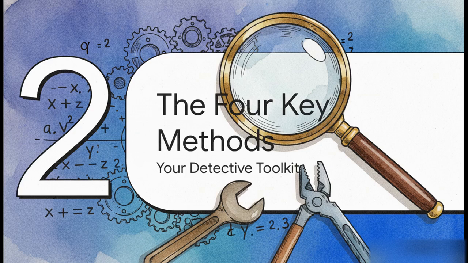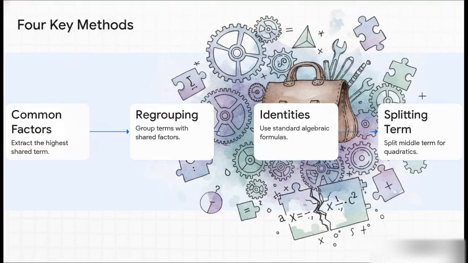Moving right along to section 2, the 4 key methods. Time to open up that detective toolkit. Now that we've got the basic concept down with numbers, it's time to shift gears to algebra. There are 4 main tools in your new toolkit: common factors, regrouping, identities, and splitting the middle term. Now, don't worry if this sounds a little overwhelming right now. We're going to scale up from the simple stuff to the complex stuff and figure out exactly when to pull each tool out of the bag.